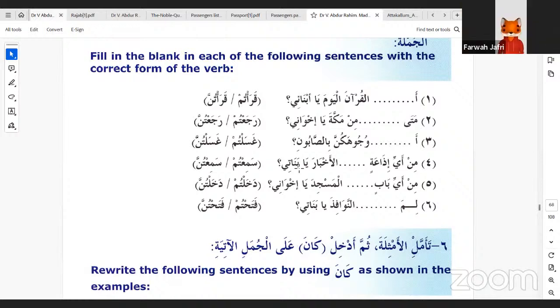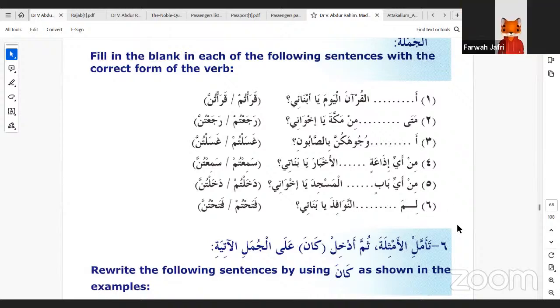And then the next one is إخواني, which means my brothers. Correct. So again, the male form, which is رجعتم. متى رجعتم من مكة يا إخواني. Where are you going from Mecca, oh brothers? No, mata means when. Okay, when are you returning from Mecca, oh brothers? Raja'a is past tense. Return. Okay. Thank you.